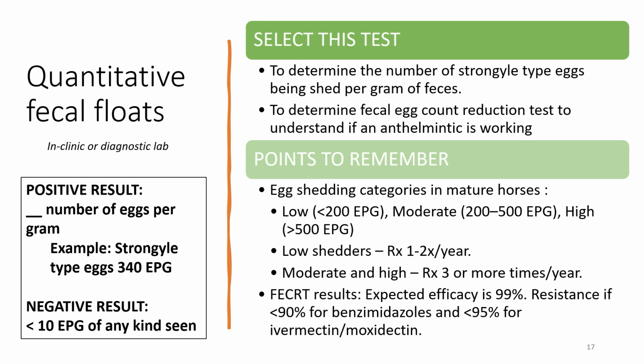Now, if you're doing an FECRT, we expect efficacy to be ideally around 99% for all of our drug classes. But if you have a FECRT of 90% or less, and this is 95% for the ivermectin, moxidectin group of compounds, that means that the parasites on your farm have resistance against the dewormer that you're using. So these are some important recommendations that are to be given to the producer or owner after the diagnostic test is done, and really to recommend that they follow the gold standard of the AAEP.